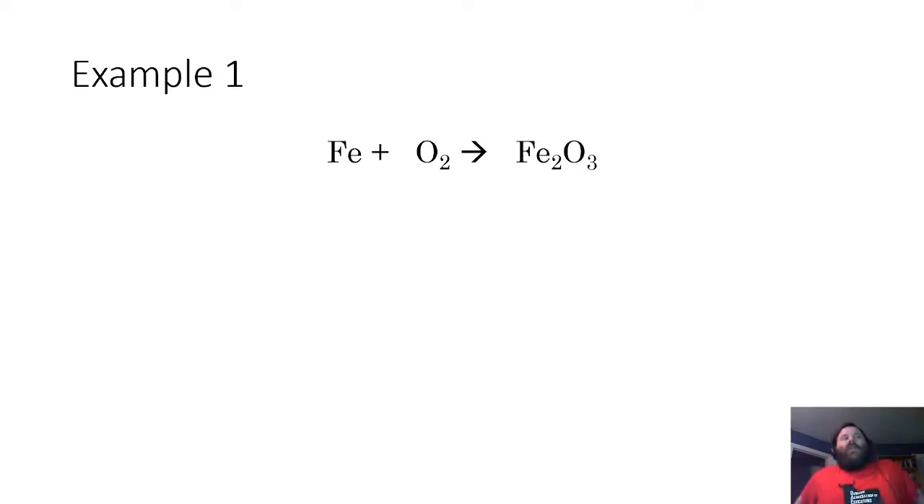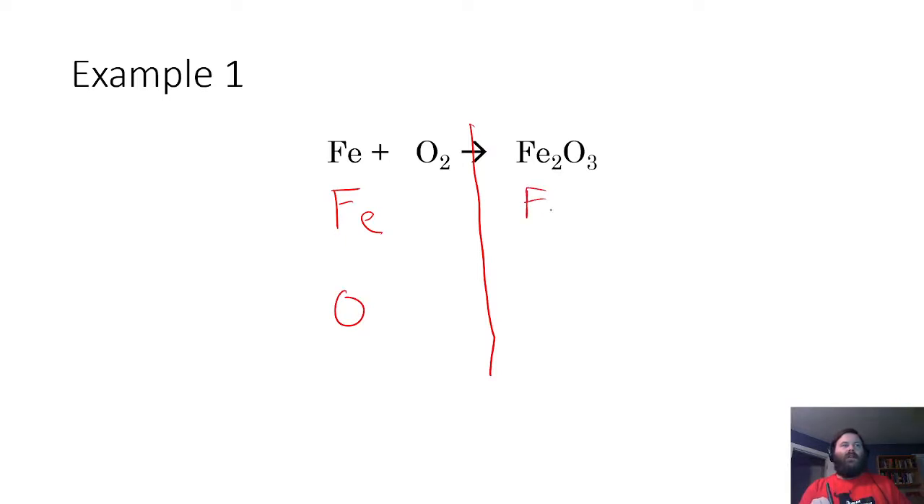So this is iron and oxygen combining to form iron 3 oxide. Okay, so our first step, if you remember, is draw a line down the middle, and then we list our elements. We have iron and oxygen, and then iron and oxygen, and then we count them up. So on the left side, on the reactants, we only have 1 iron and 2 oxygens, and in the products, we have 2 iron and 3 oxygen.